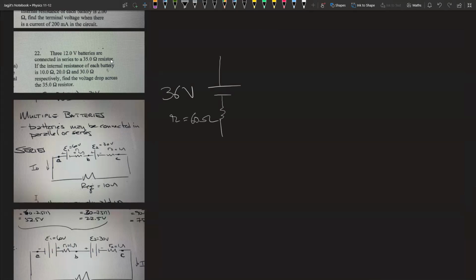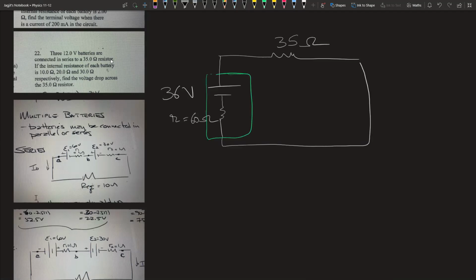And it's connected to a 35 ohm resistor. So this is your 35 ohm resistor. Think of this. This is your battery. So what's my total resistance? My total resistance is my internal resistance plus the resistance of that resistor, which gives me 95 ohms. What's the total voltage? The total voltage is 36 volts.